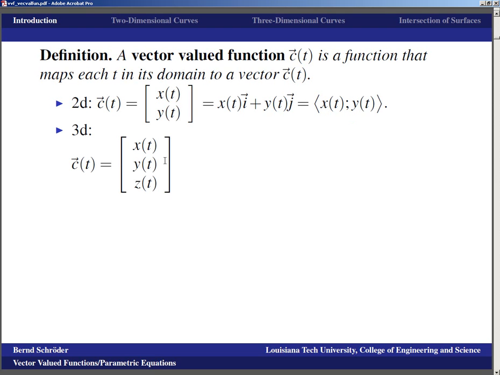And in 3 dimensions, it's the same story, only that we have 3 coordinates, x of t, y of t, z of t, x of t i, y of t j, z of t k, or also in the angle notation, x of t, y of t, and z of t with the brackets around them.